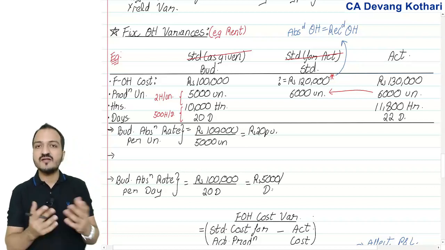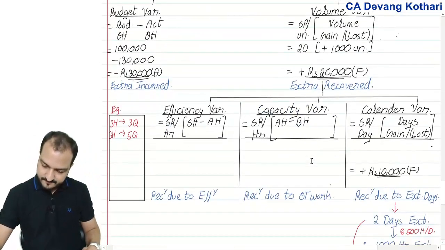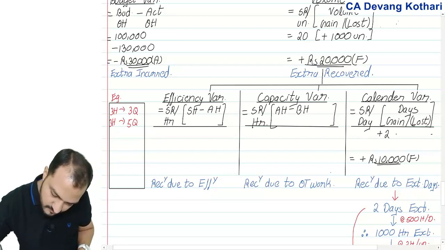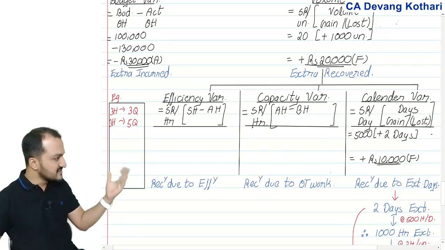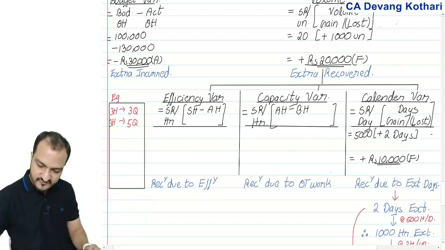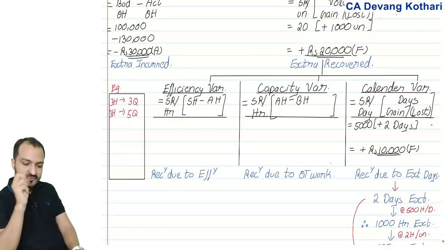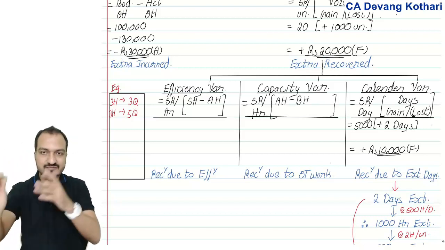Now if my recovery rate is 5,000 per day, then by working 2 days extra, you recover 5,000 rupees each day. So my total extra recovery is 10,000 rupees because of extra days worked. 10,000 is my extra recovery because of extra days. I hope this makes it clear, right? Okay, so that's my calendar variance.